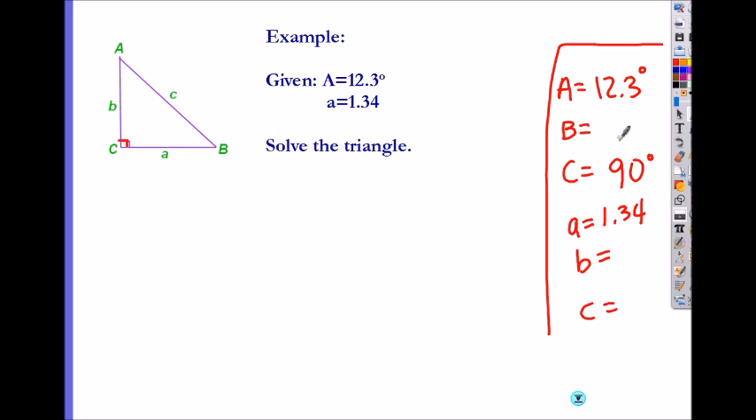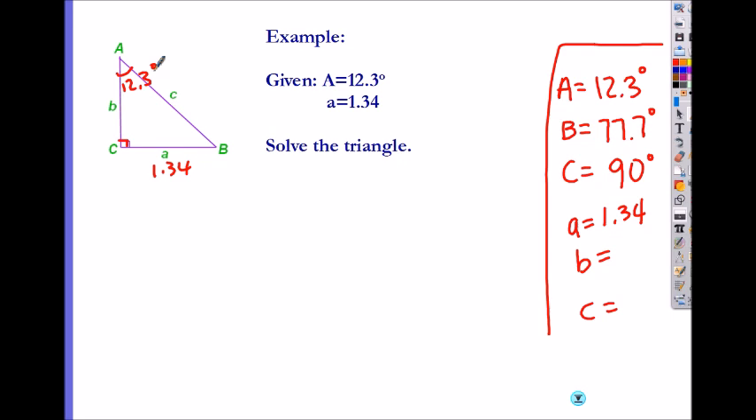Angle B, which will be 180 minus these 2 angles, right? Or since these 2 add up to 90, since this is 90, you can do 90 minus A, which is 77.7, right? They add up to 180. Okay? So then you have side a, which is 1.34, angle A, 12.3.